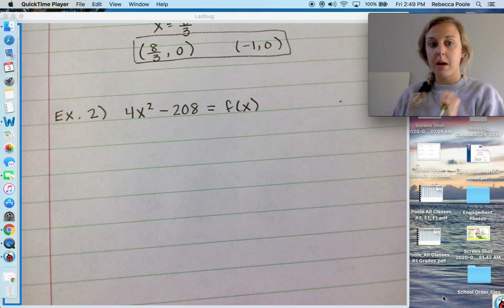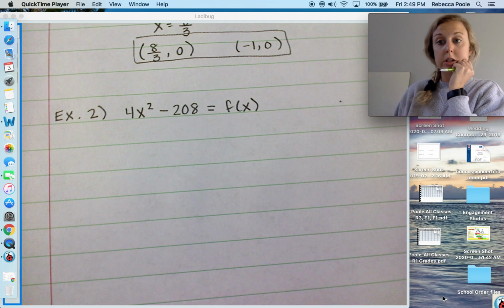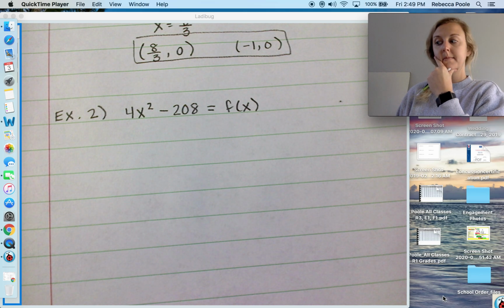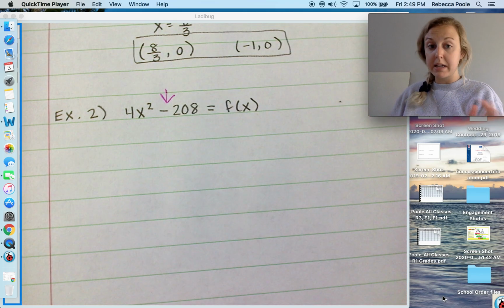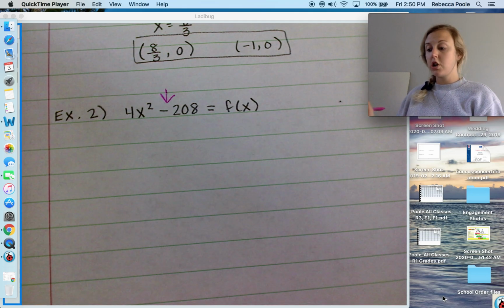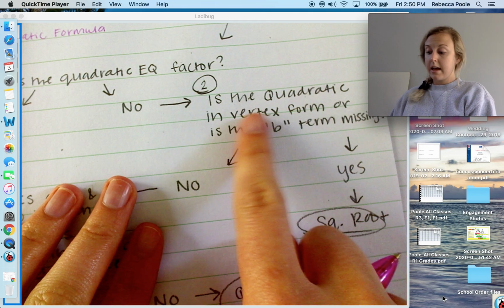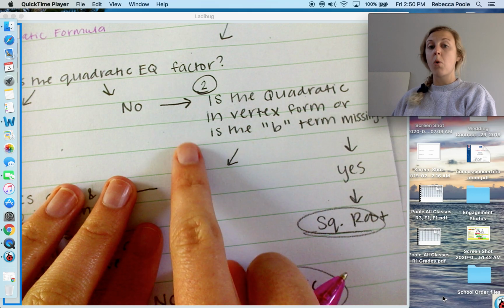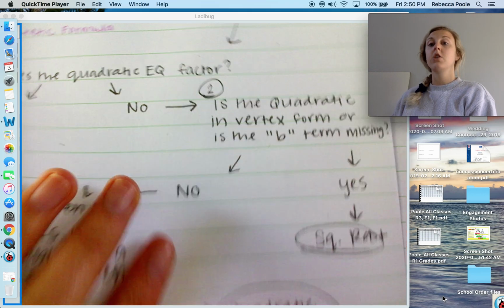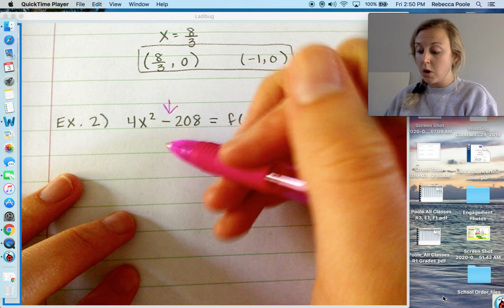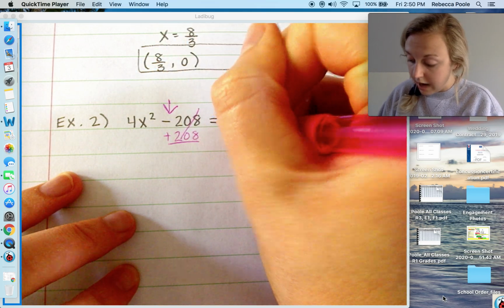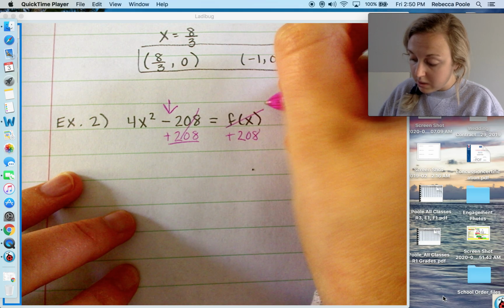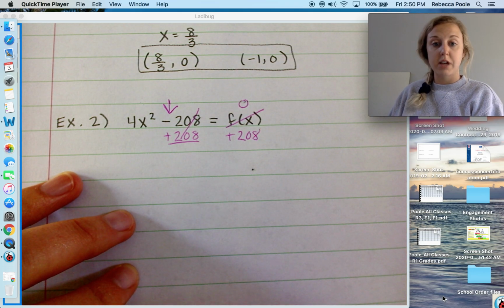However, I see something very noticeable about this quadratic. What's missing? Good, so this one does not have a b term, right? Okay, look at your anchor chart. Is it in vertex form, or is the b term missing? You guys know that if there's no b, then I can add the 208 over to the other side. Set this equal to 0 because we're finding the x-intercepts, right?